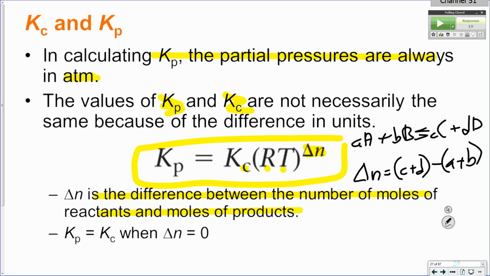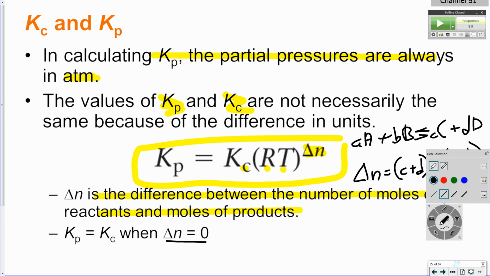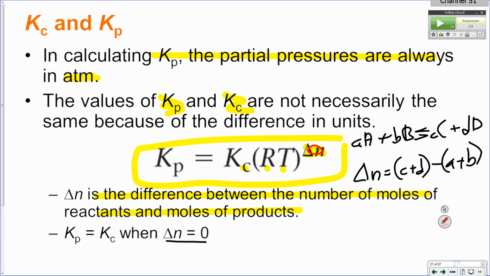Now, in the cases where the number of moles are the same, there's no change in the number of moles, so delta N is 0. If delta N is 0, this term becomes 0 in the system. So if this is 0, what's anything to the 0 power? 1. This term becomes 1. Therefore, K sub C equals K sub P. So whenever delta N is 0, K sub C equals K sub P.